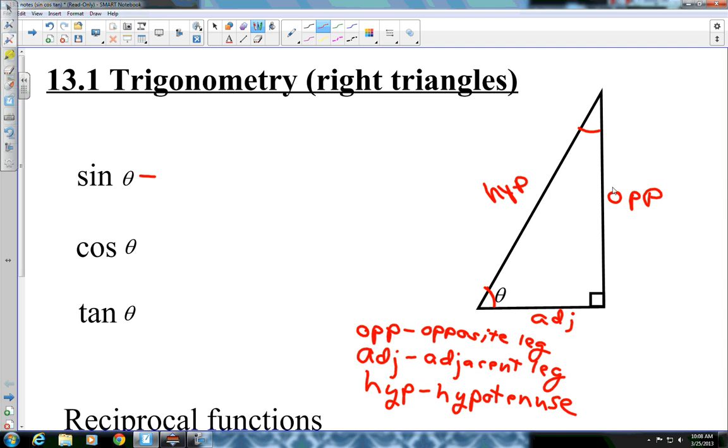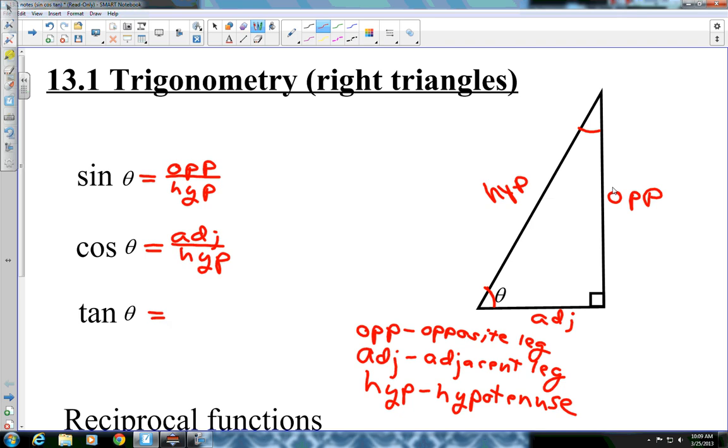Okay, so the sine of theta is defined as the length of the leg opposite divided by the length of the hypotenuse. So that is opposite over hypotenuse. The cosine function is defined as the length of the leg adjacent to the angle divided by the length of the hypotenuse. Or in shorthand, adjacent over hypotenuse.